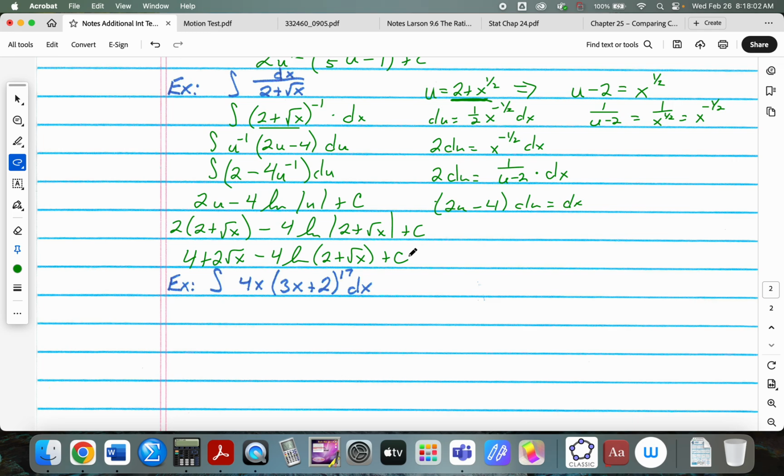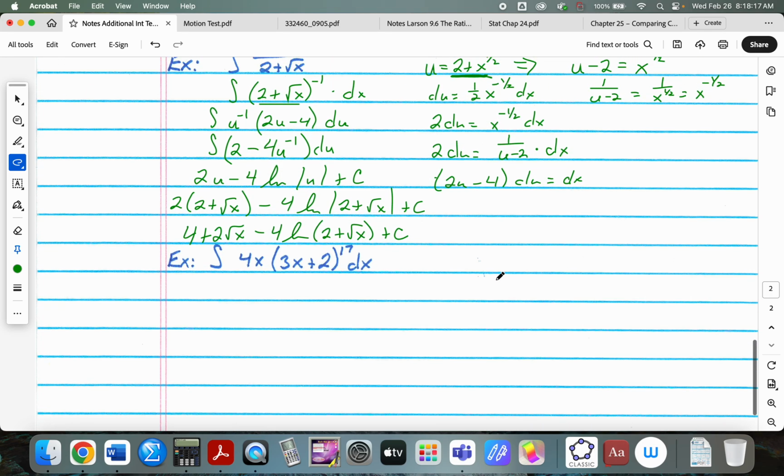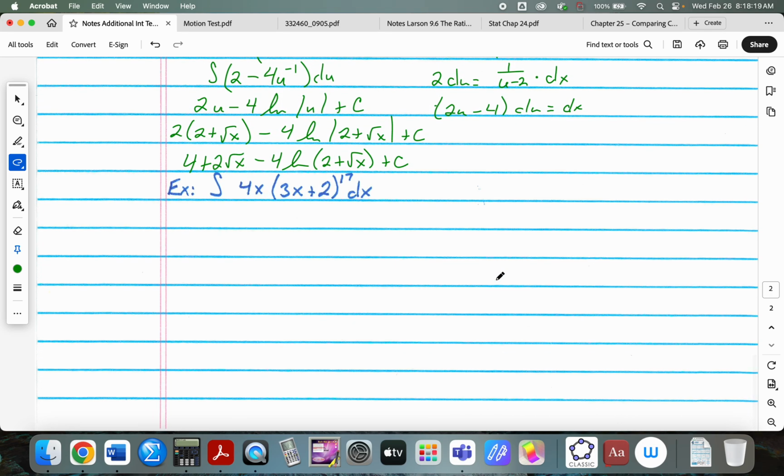So these problems always involve a pretty good bit of algebraic manipulation. Once you have manipulated it, the antiderivative is usually pretty straightforward. But it's that work at the beginning that's a lot. All right, let's take a look at this last one.